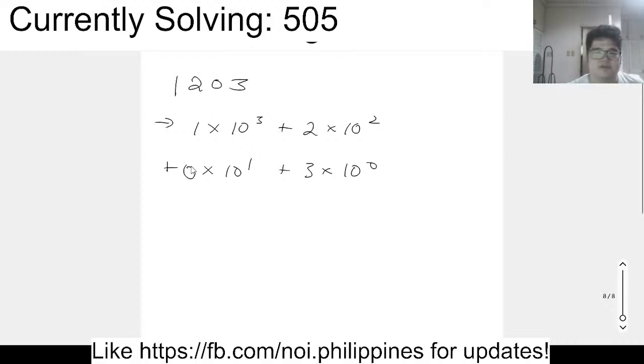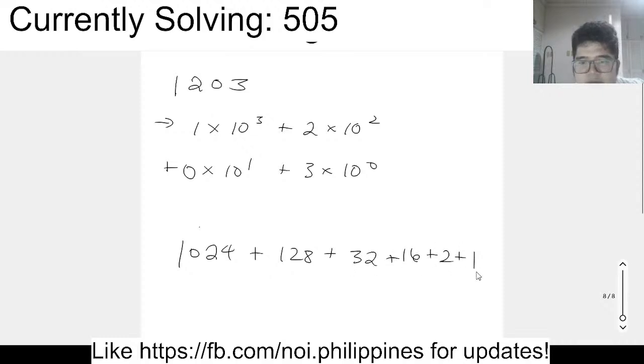Anyway, so if we have numbers, if we wanted to express this in binary, we could also say that this is, let's say, 1024. How would I do this in binary? 1024 plus, what was 128? I'm doing some mental math here. 512 plus 32 plus 16 plus 2 plus 1.